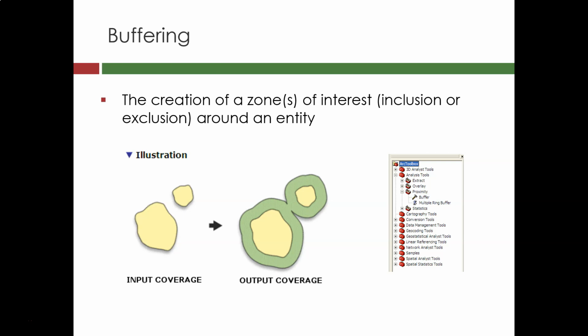As the graphic here shows, the buffer tool creates a new layer of buffer polygons around the input features. Input features can be polygons, lines, or points. The width of the buffer can be specified as an input parameter, a fixed distance from an attribute table field, or from a distance table.